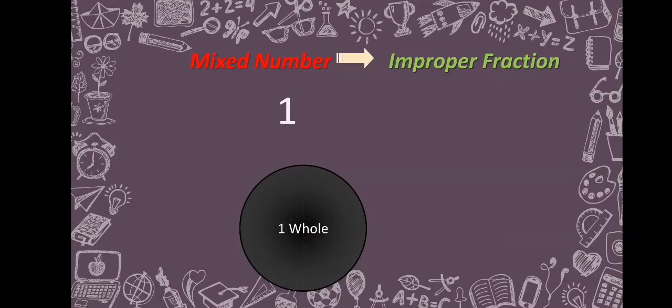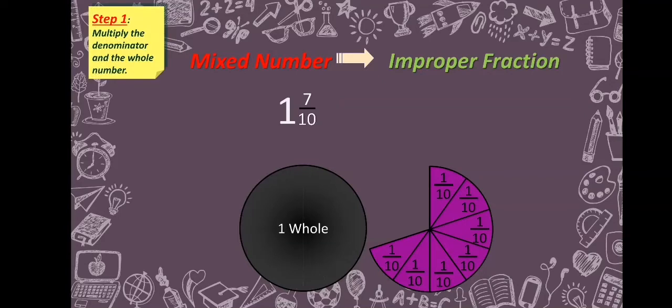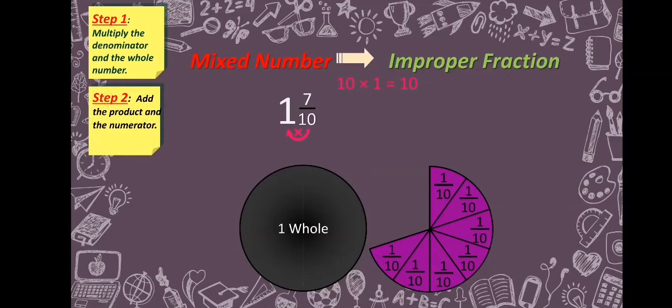Here I have 1 whole and 7 over 10. The first step is to multiply the denominator and the whole number. 10 times 1 equals 10. The second step is to add the product and the numerator. The product is 10. 10 plus 7 equals 17.